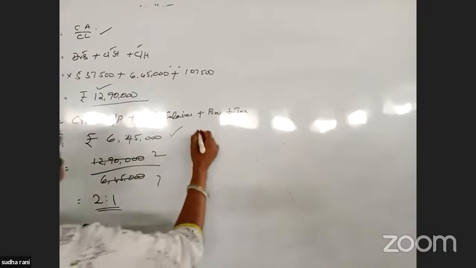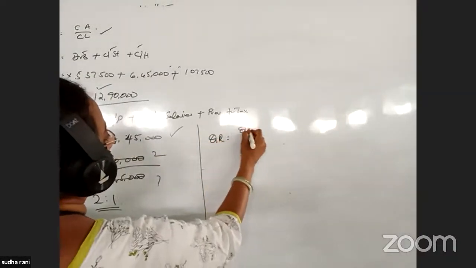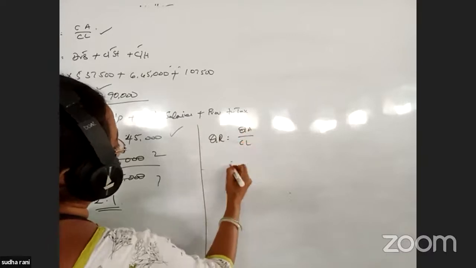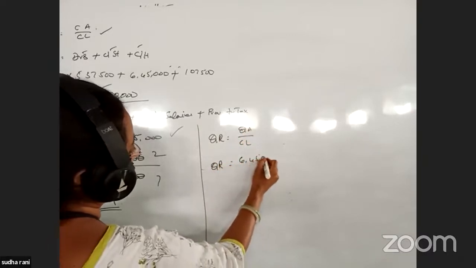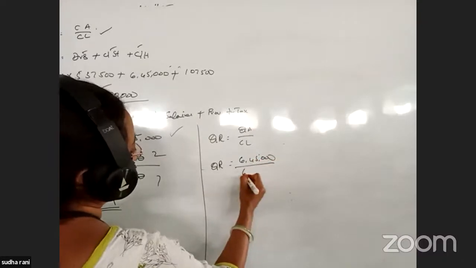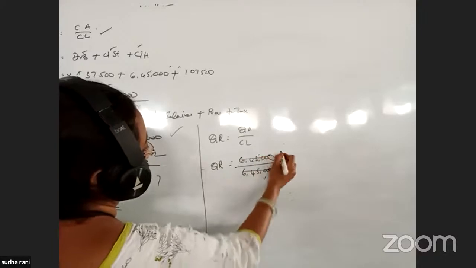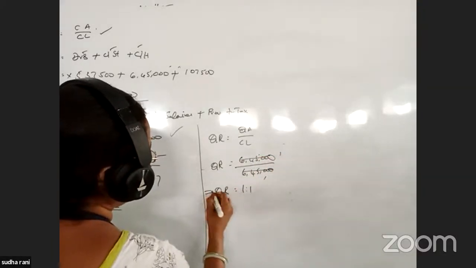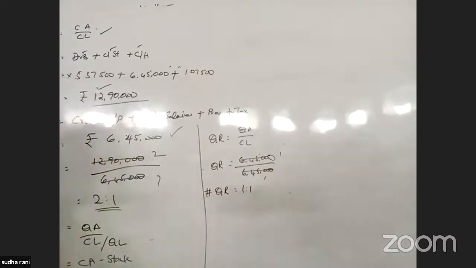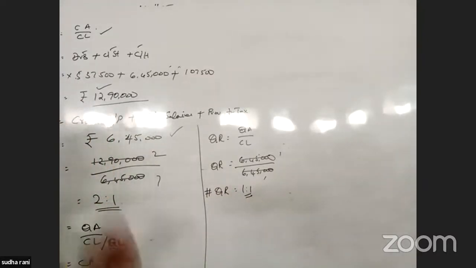So here, quick ratio equals quick assets by current liabilities. So we got quick assets 6,45,000. Current liabilities are also equally 6,45,000. So it is 1:1. Quick ratio equals 1:1. We express quick ratio and current ratio in a proportionate manner.